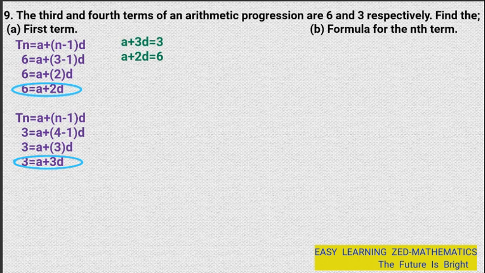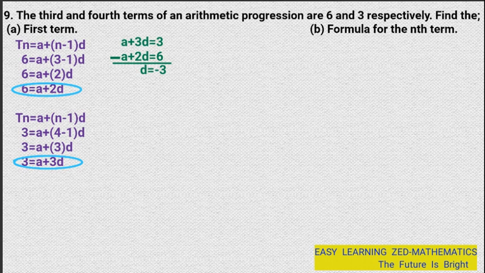Now, since we have positive signs there, a plus and a plus, we're going to subtract. You can see the a's cancel themselves out, because a minus a is equal to 0. Then 3d minus 2d will give us d. Then 3 minus 6 will give us negative 3. So negative 3 is the value of d. That's the common difference, negative 3.